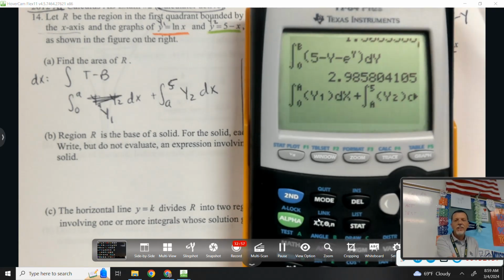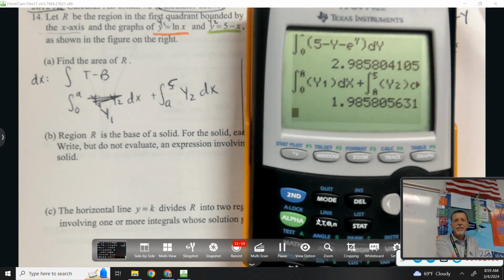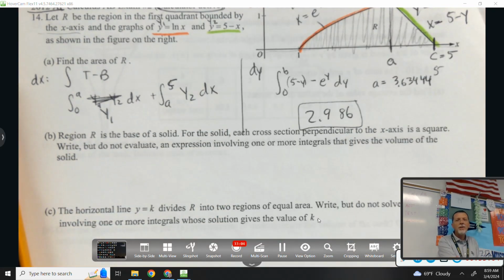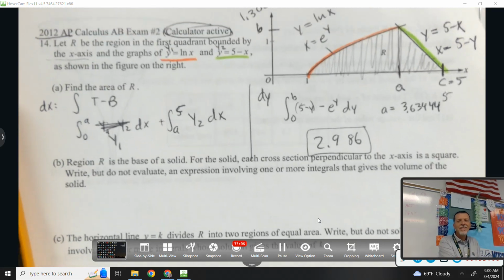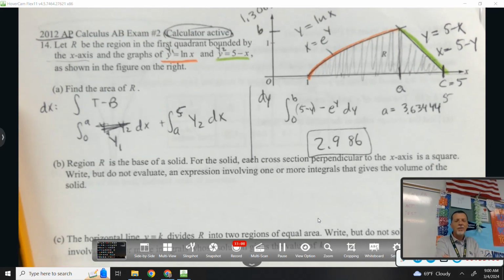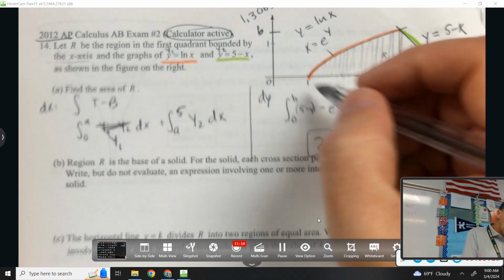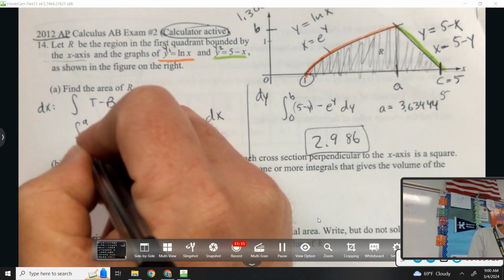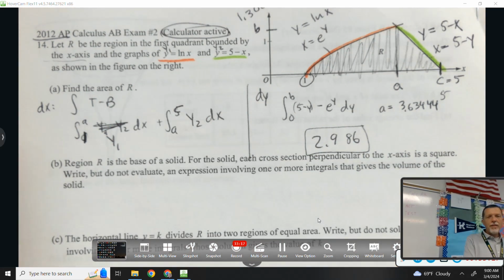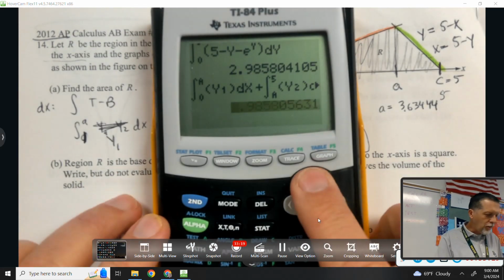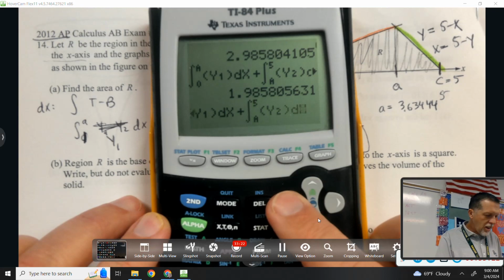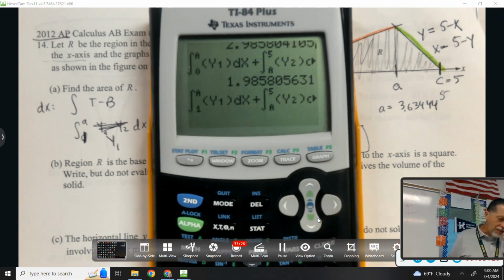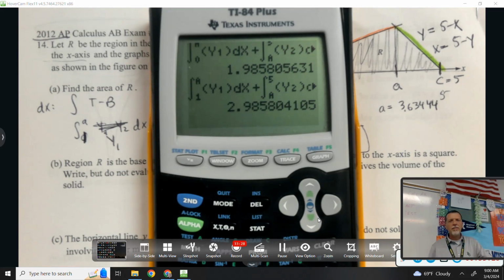The calculator did not like splitting it into two pieces. Uh-oh. That's what I have. That's what you got. Oh, I know my problem. I see my problem. If I want this area, I need to go from 1 to a, not 0 to a. I did lead you astray. Now let's see if we get the same thing. Now we get the same thing. That was also a lot quicker.